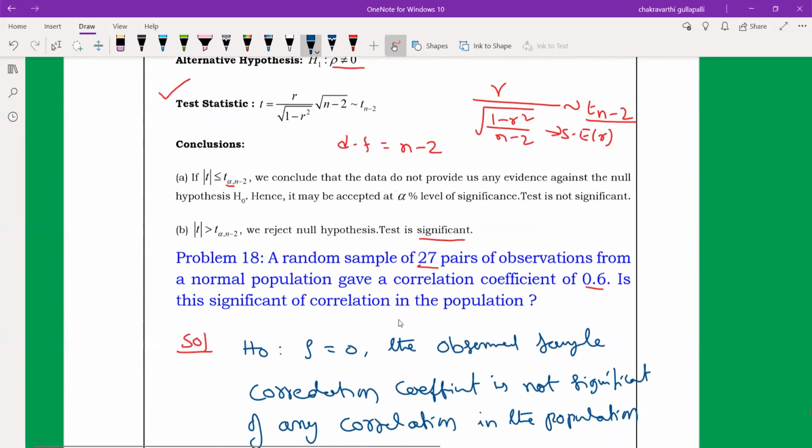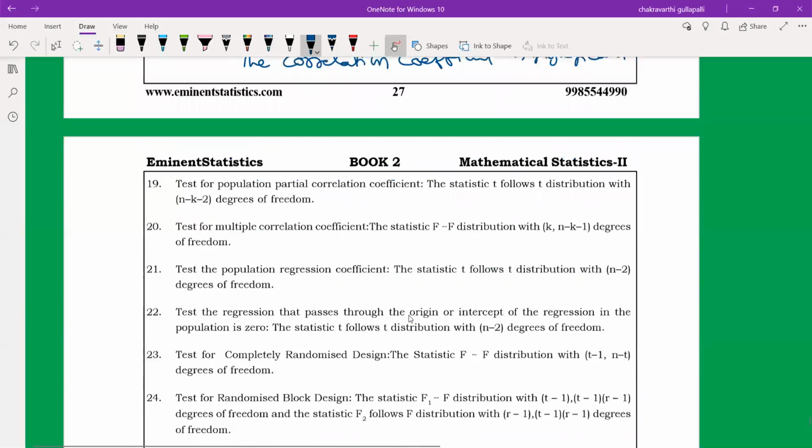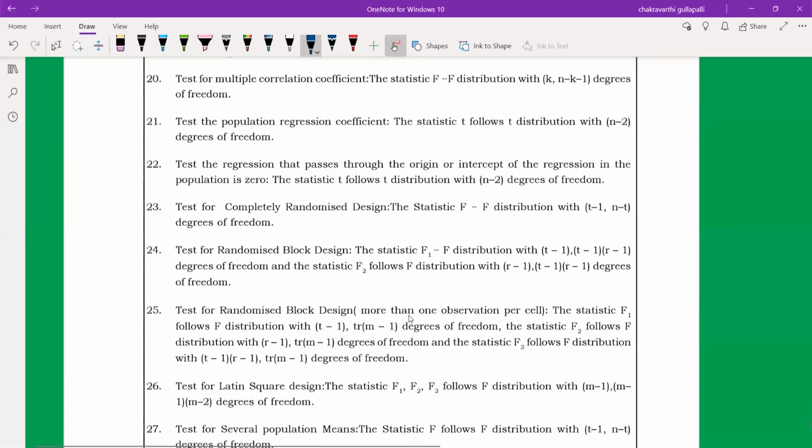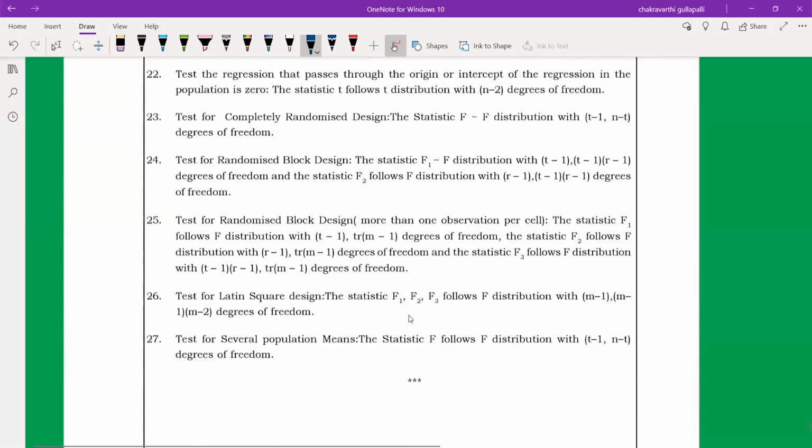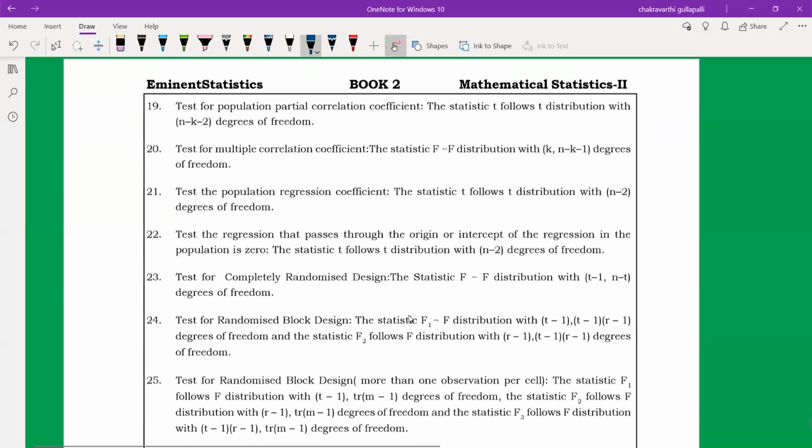So the main test procedures are explained here. Now finally, for advanced level, for nationwide universities, some more information is required, so one by one I will give the explanation. In point number 19, test for population partial correlation coefficients. The statistic t follows a t distribution with n minus k minus 2 degrees of freedom, where k is the number of constraints. This is very, very important.